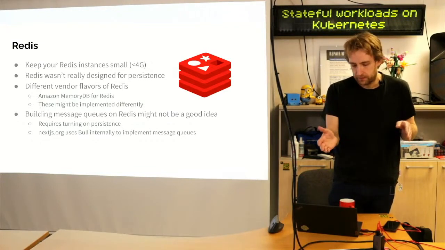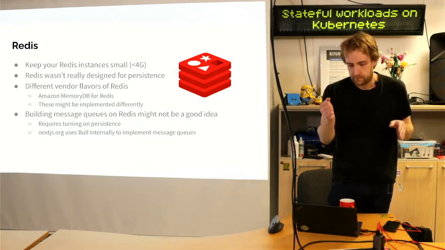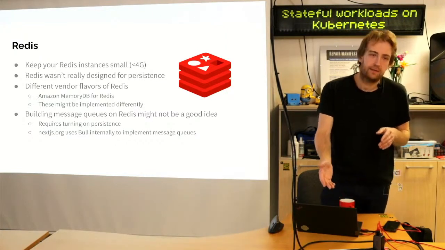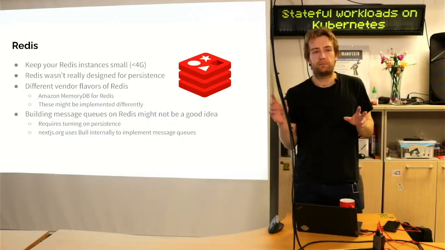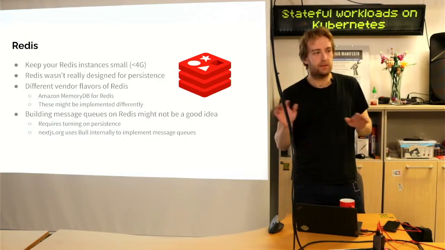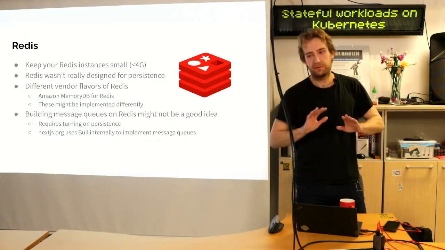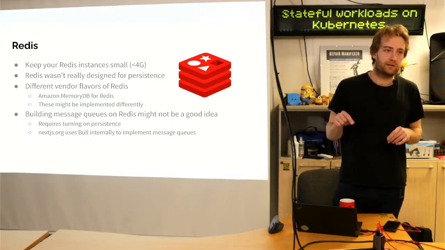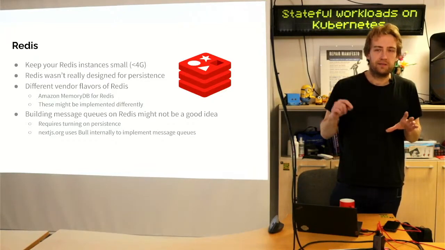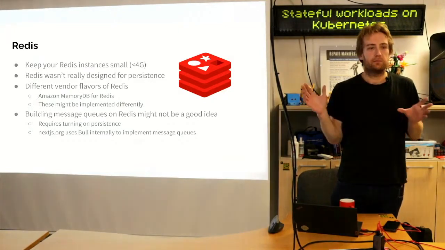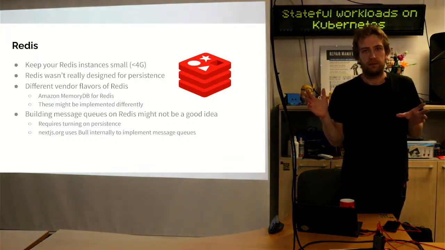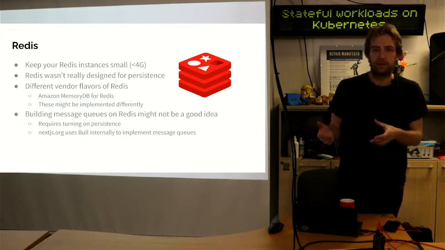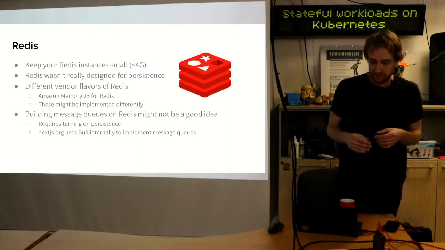And one good example is message queues on Redis. So for example, the Next.js web development framework, it's some hipster stuff. Hipsters like to use it nowadays, I heard. And Next.js bundles a Bull message queue system in it. It's a message queue system for Node.js that builds on top of Redis primitives.